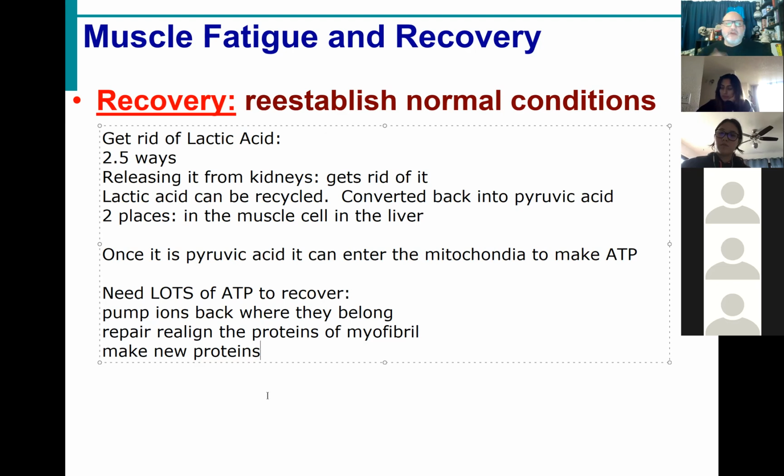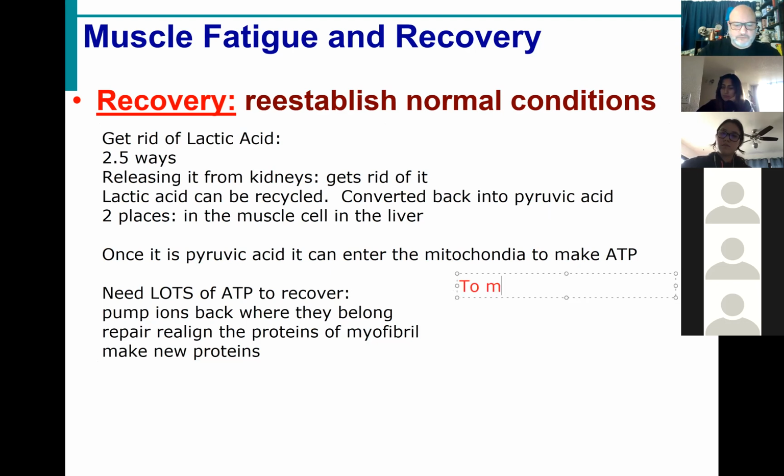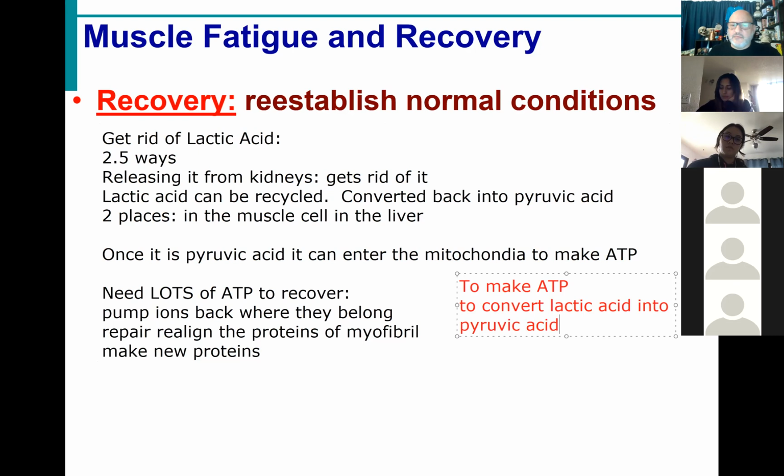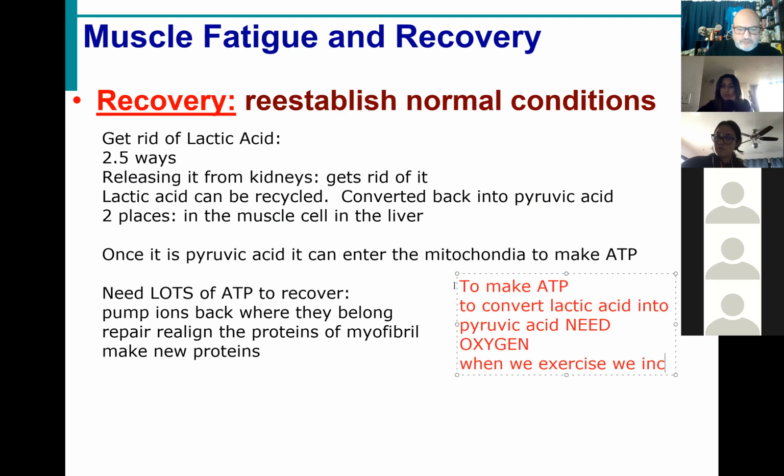However, to make all this ATP, and to convert the lactic acid into pyruvic acid, we need oxygen. In fact, when we exercise, we incur an oxygen debt. And we need to pay that back.